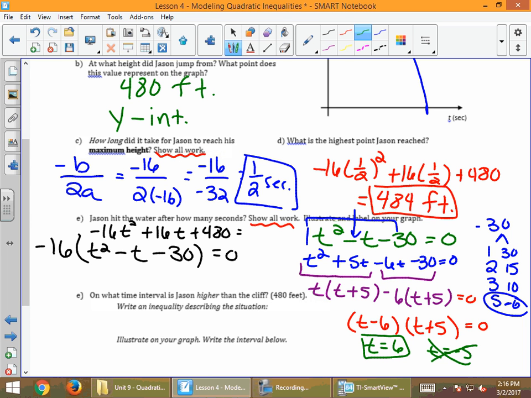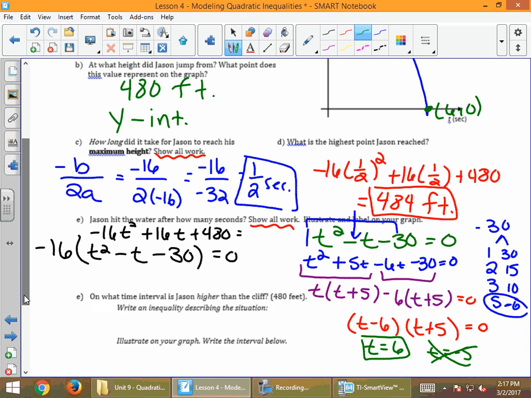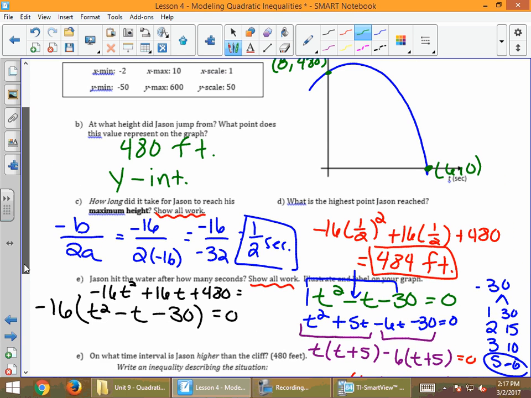If you have a negative result, then you use the positive one. So it takes Jason 6 seconds to hit the ground. And again, we said that it's representing our x-intercept or our 0. So this is where Jason hits the ground on our graph, at the x-intercept.